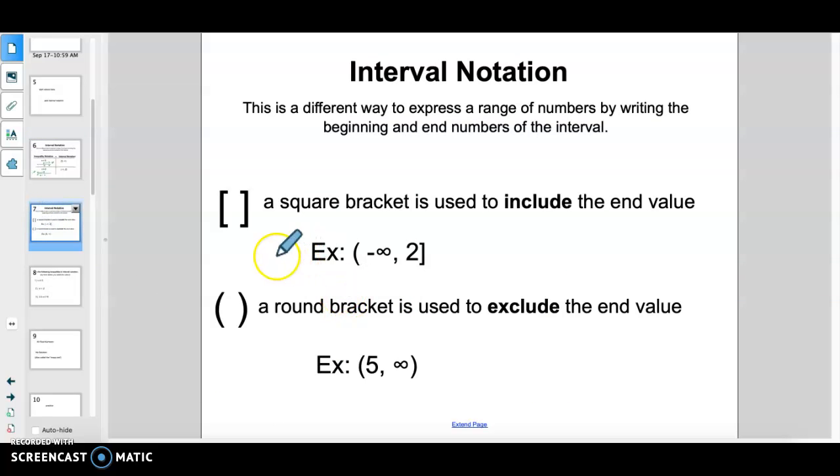So to summarize that, a square bracket is used to include the end value, so here we included the 2, and then a round bracket is used to exclude the end value. If you don't want to call it a round bracket, you can call it a parenthesis, but those are used to exclude the end value, so you're not going to include the 5.